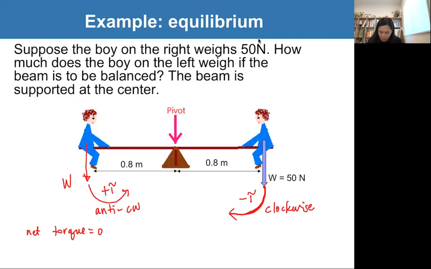So you have this positive torque on the left, minus the torque on the right, because the torque on the right is negative. That will give you 0. Or you can also just intuitively say that the torque on the left should be equal to the torque on the right.